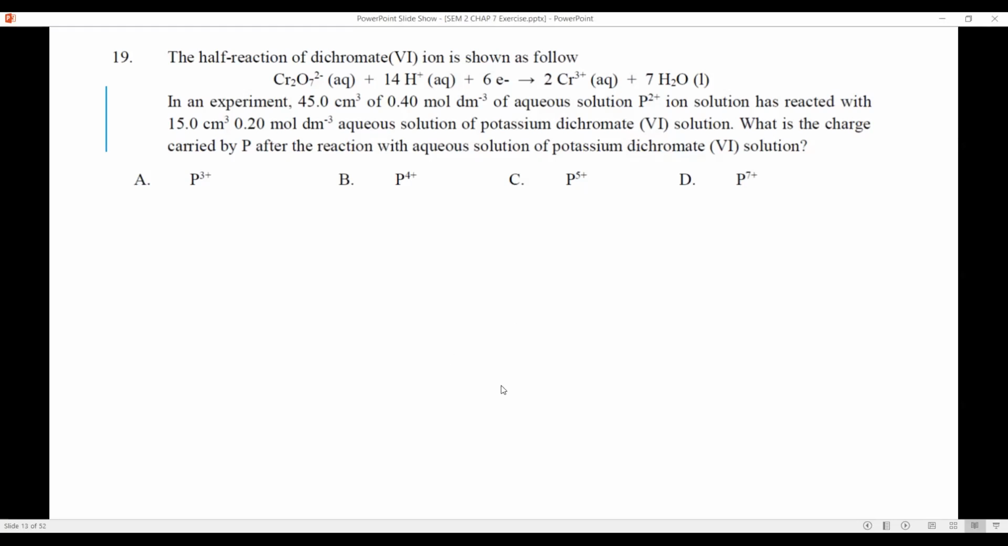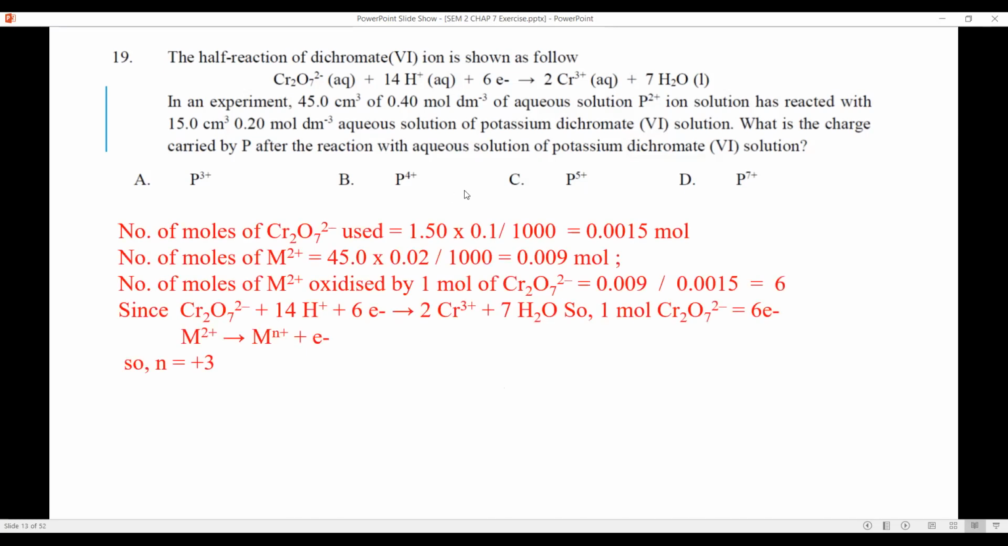Okay, so this is very similar to the previous question just now. So you have to calculate both mole of the dichromate and also M2+. So mole of the dichromate is 0.0015. So mole of the M2+ is 0.009. So since the mole of the M2+ oxidized by 1 mole of Cr2O7 2- is 0.009 divided by 0.0015, you get 6. So the ratio is 1 to 6.